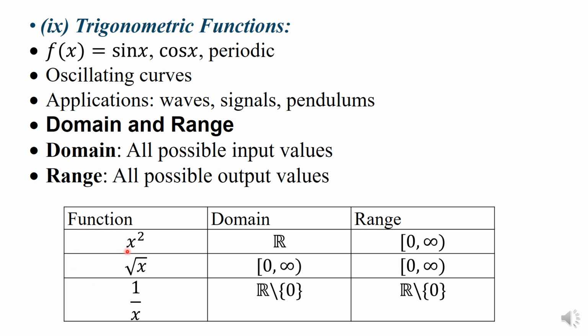For the function x², domain means all real numbers, range is 0 to infinity. If the function is given as √x, domain is [0, ∞), and the same process applies. Now you can see here 1/x, the domain is real numbers except 0, and we can get real numbers as outputs also.